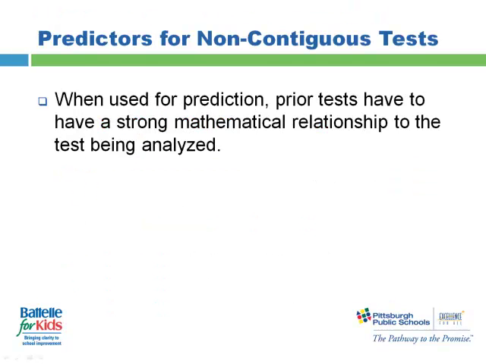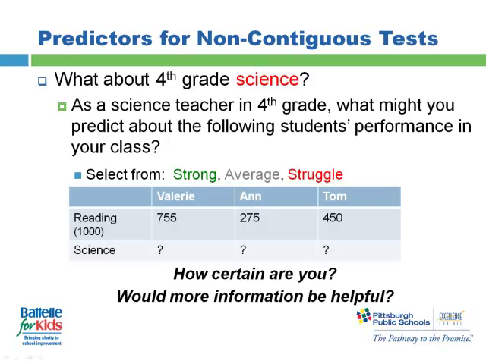Mathematical calculations are made to determine the predictability of prior tests to the tests being analyzed. Most tests have some relationship to each other, but Mathematica uses those tests that have the highest relationship and contribute the most. Since fourth grade science is the first time science is tested in Pittsburgh Public Schools, there are no prior science tests. So let's look at what might be predictive of science.